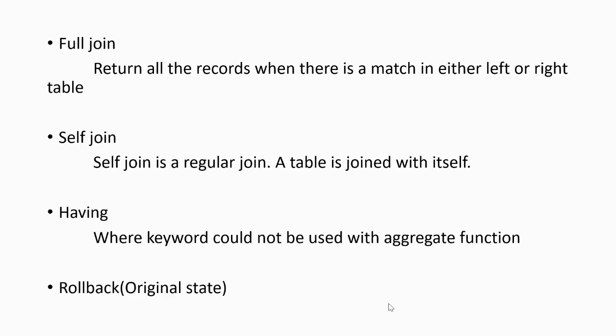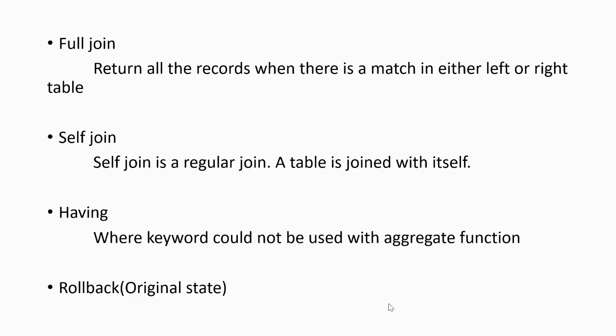Then full join. A full join returns all the records when there is a match in either the left or right table. Which is like intersections. I think everyone should know about the intersections in Venn diagrams. So this is known as a full join, I think. Then a self join is a regular join where a table is joined with itself. That is a self join.